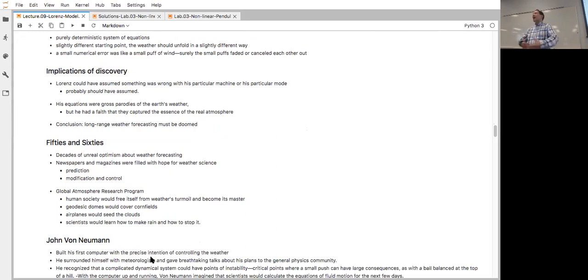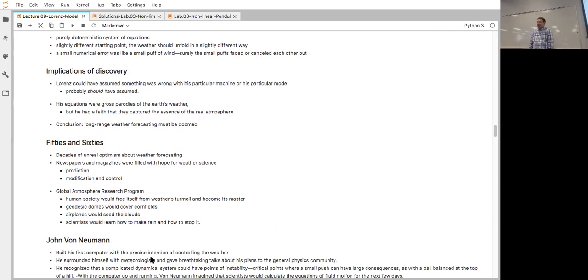They're going to run faster, and they're going to help us with everything. Where's your flying car? Right? This is the time period. There were decades, decades of some pretty unreal optimism about weather forecasting. Newspapers and magazines were filled with hope for this weather science. If you could do prediction, well, then you could do modification and control.